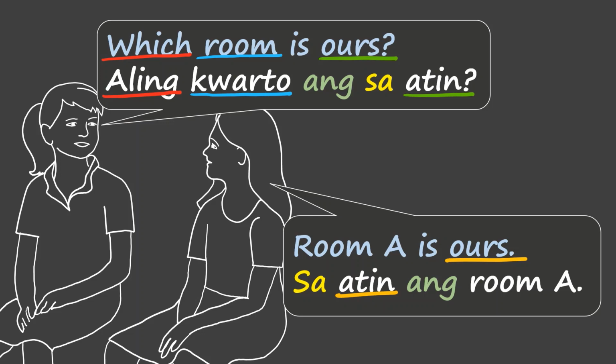Now see the words in green and yellow. The word sa before atin indicates that the object belongs to or is for the people referred to by atin. Ang, as mentioned earlier, puts the focus on the object of the sentence. Please bear this in mind as you will see more of sa and ang in this lesson.